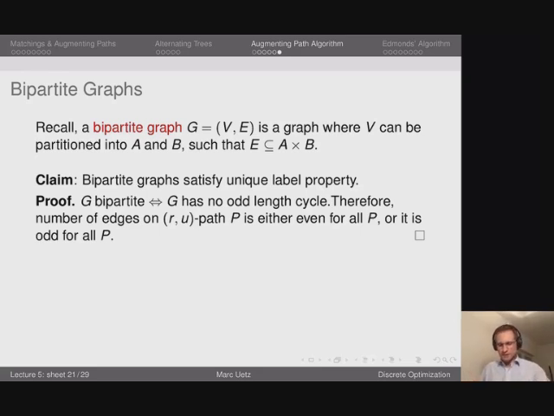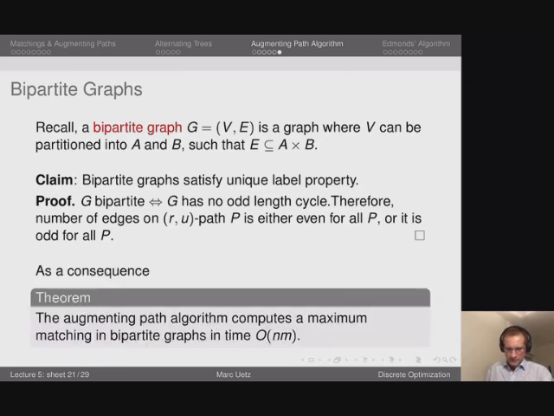And as a consequence, that gives us the first theorem, at least for our generic matching algorithm. And that's this theorem. So the augmenting path algorithm that I had on the earlier slide really computes a maximum matching in bipartite graphs in that computation time order n times m. Let me say a word about the computation time on the next slide.